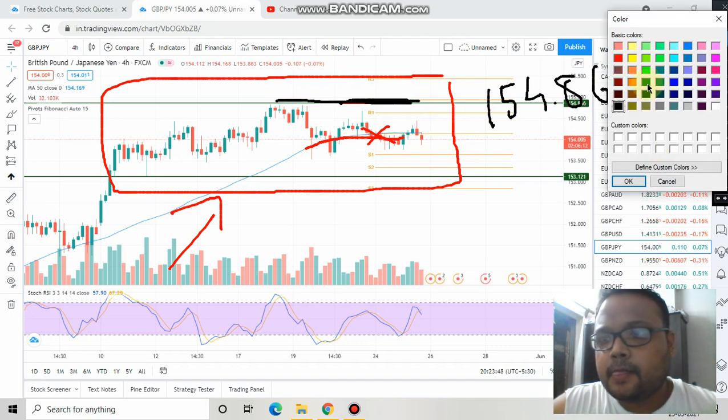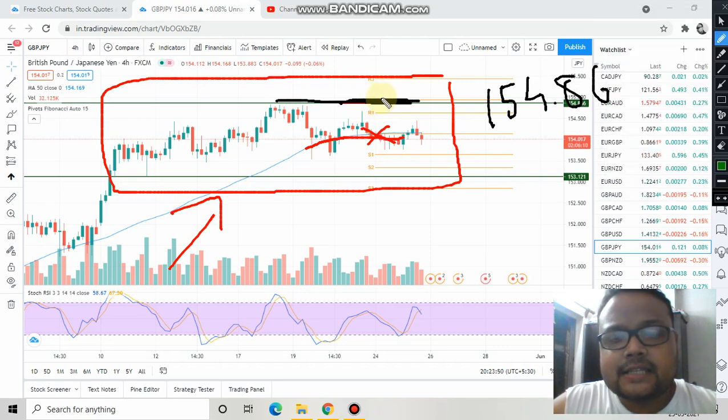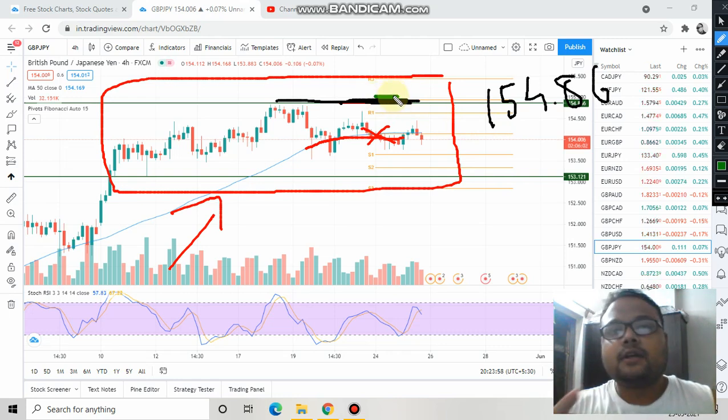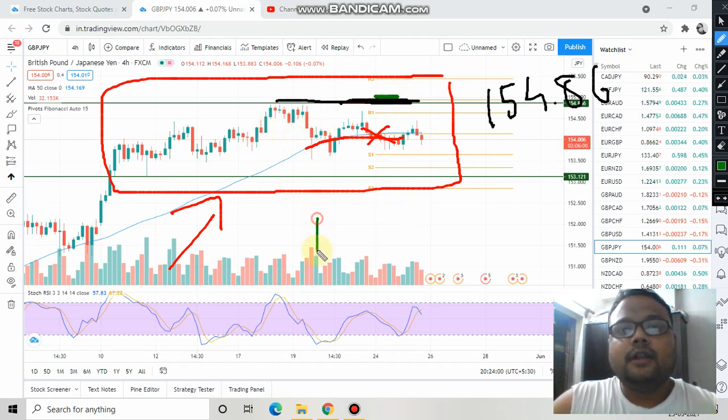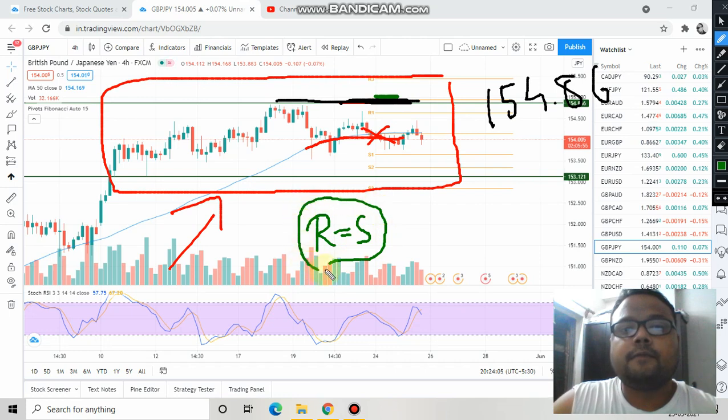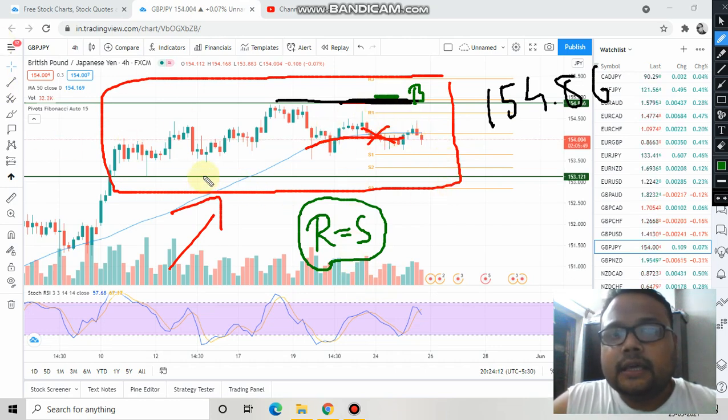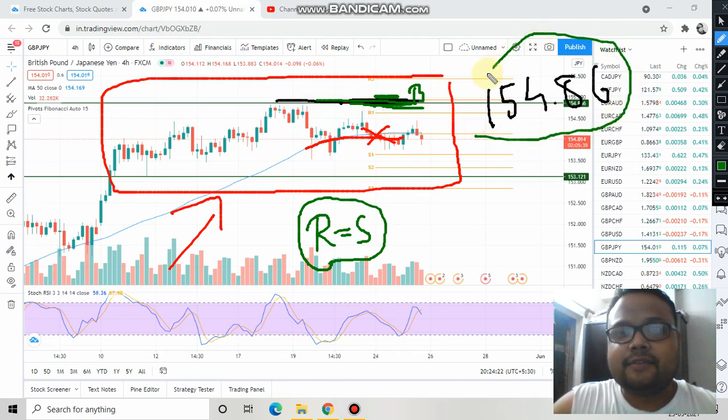If you see that price is trading comfortably above the 154.86 level, price is not struggling, there is no price struggle, then you will get the confirmation that the resistance has become the support now. Then you can go for a buy order. So in this chart, the area of value is this level, 154.86.